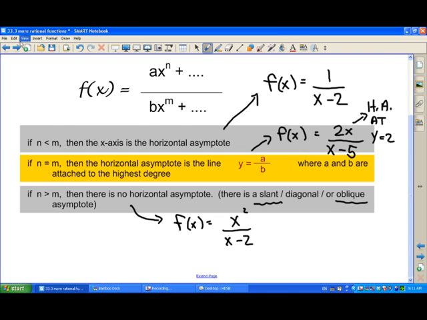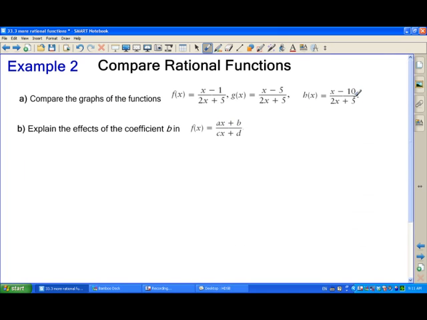So use this shortcut to help you graph these three functions, and then in class we're going to explain the coefficients, the effect these coefficients have on the function, and we're going to look at finding some shortcuts.